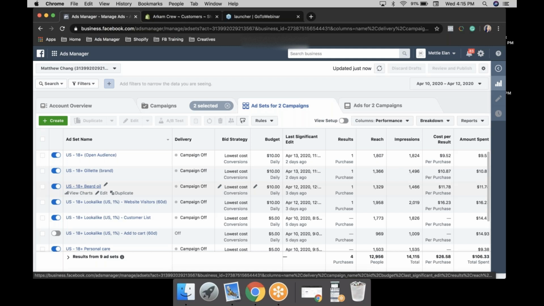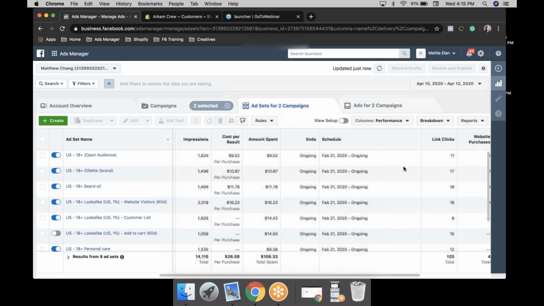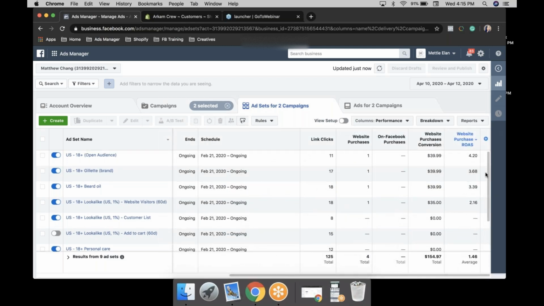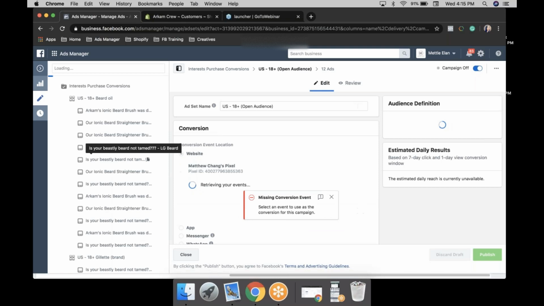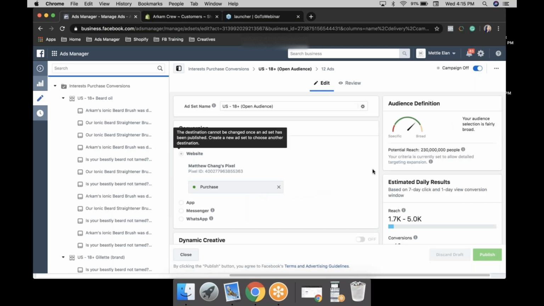Scroll over all the way to the right. Yeah, that one, that's a 4.2. That's your best return on ad spend in this set of audiences, in this set of campaigns. It's a 4.2. Look at that audience. Open that audience up. That audience is probably 280 million people. Hit edit. 230 million people are in this audience, and that's your best one.